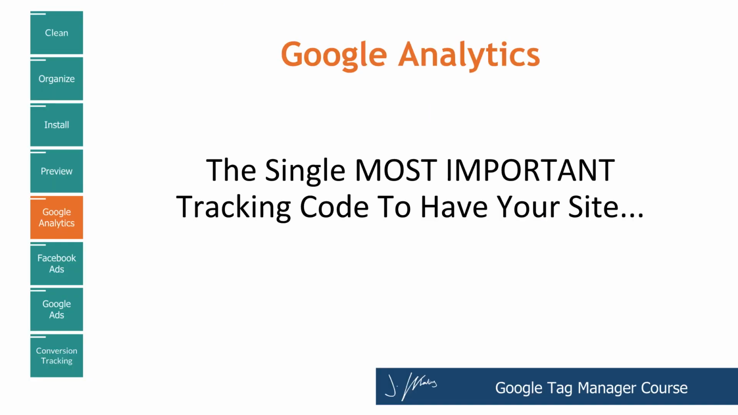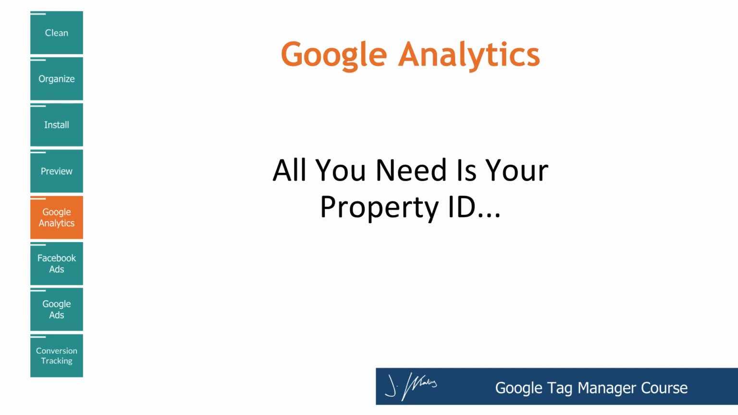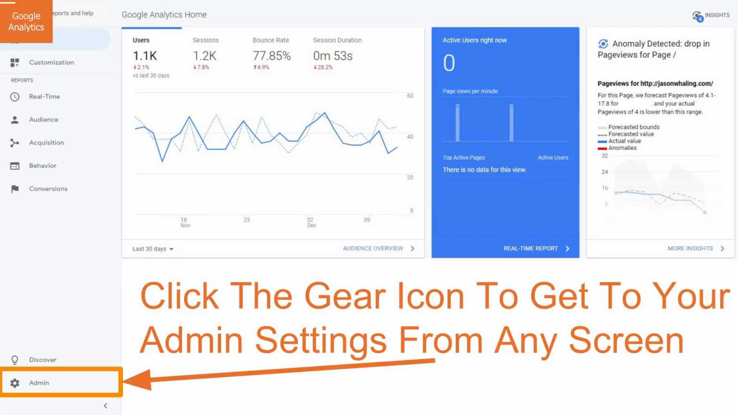Now, the very first tag I recommend setting up using Google Tag Manager is Google Analytics. I believe it's the single most important tracking code to have on your site, and all you need is your proper ID. We're not going to have to copy and paste any code here because Google talks to other Google products. So we'll go to our Google Analytics account. I'm going to assume you already have it set up. If you don't, it's relatively easy. Just search Google Analytics, and within 3 minutes, you'll be up and running, ready to go.